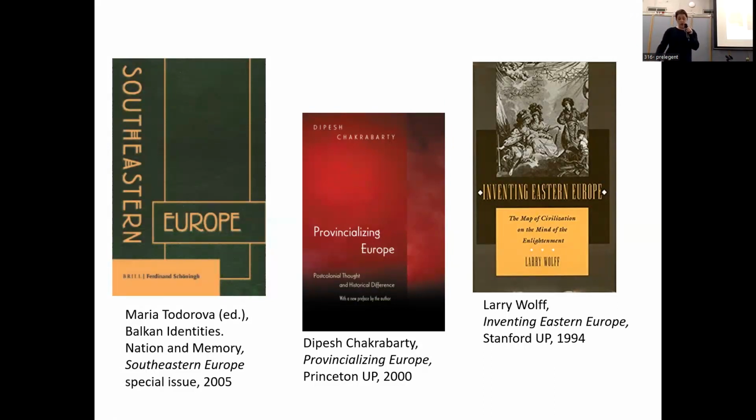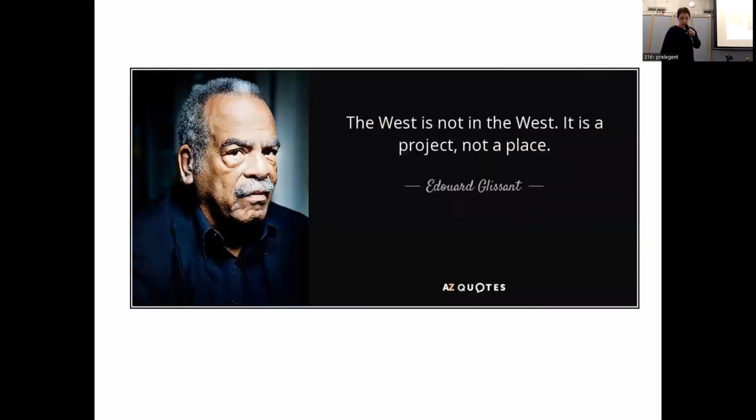They are very important and they've been out there for a while. Instead, what I want to do is to paraphrase Martinican writer Édouard Glissant, who first drew attention to the fact that the West is not in the West.